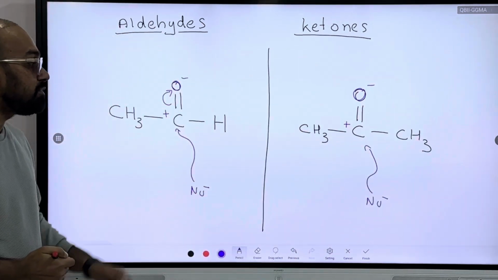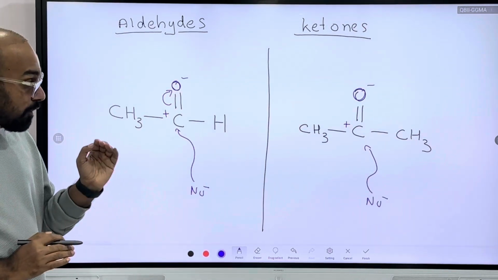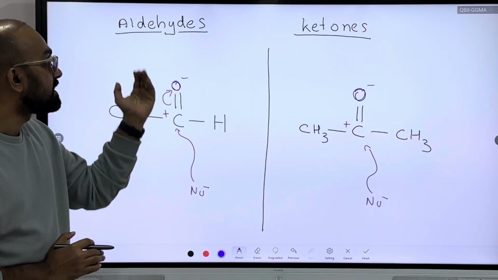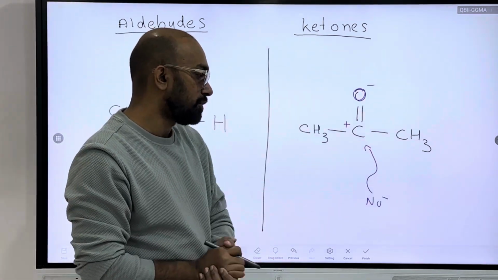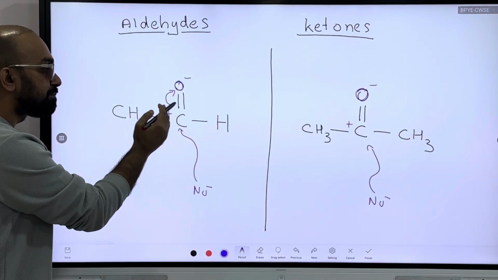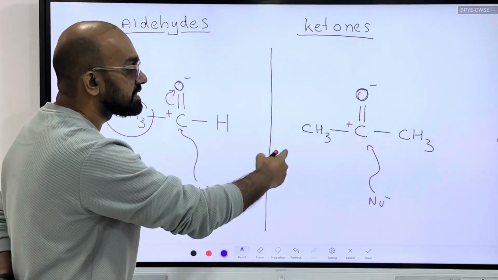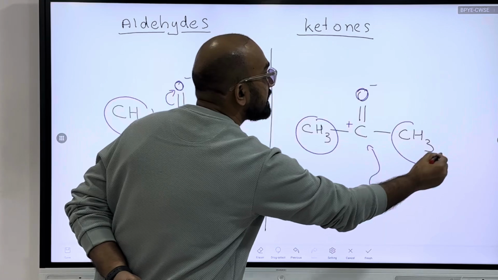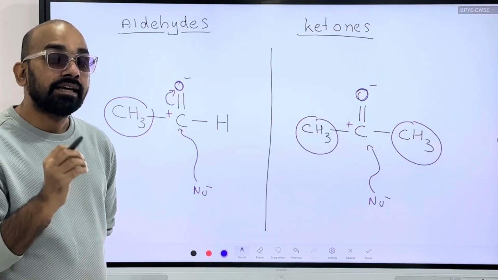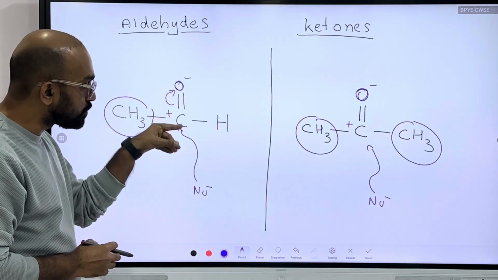Now, higher the positive charge on carbon, more will be its tendency to attract nucleophile. Now, we have to check in which case carbon carries more positive charge, in the case of aldehyde or in the case of ketone. In case of aldehyde, what we can see, the carbon carrying positive charge is connected to one methyl group. But here in ketone, you can see two methyl groups are connected with carbon carrying positive charge. Now, what is the speciality of methyl group? They are electron releasing groups, right? Electron releasing group. They pump negative charge towards the carbon.